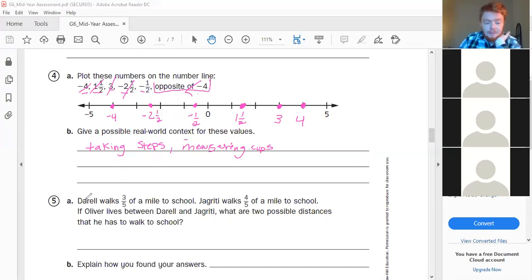All right, question 5. Darrell walks 3/5 of a mile to school. Yagriti walks 4/5 of a mile to school. And if Oliver lives in between them, what are two possible distances that he has to walk to school? So he lives in between them. Does anybody know where I even start with this?